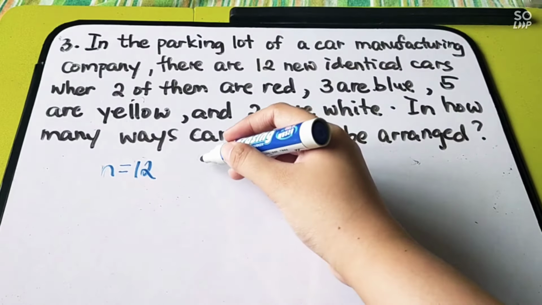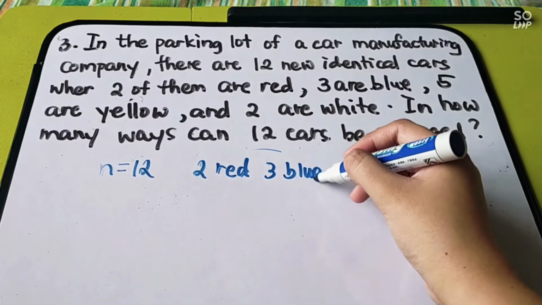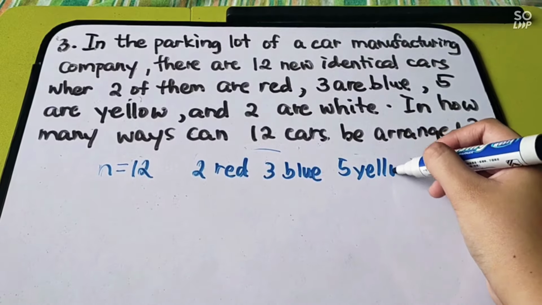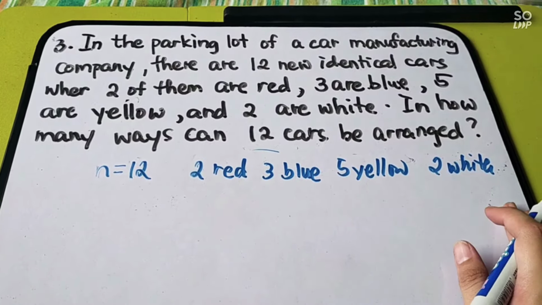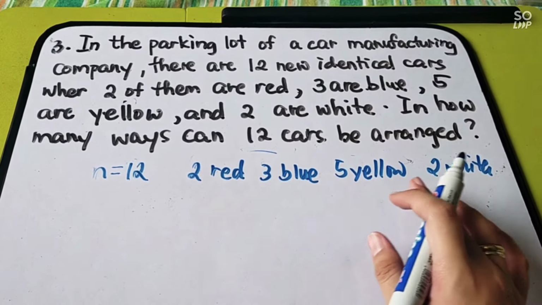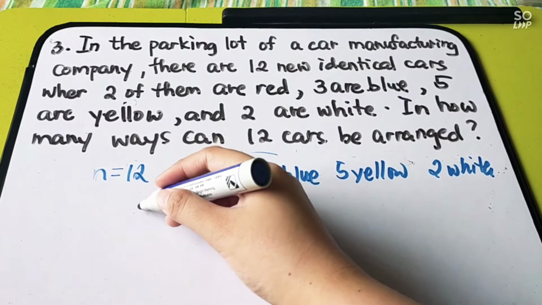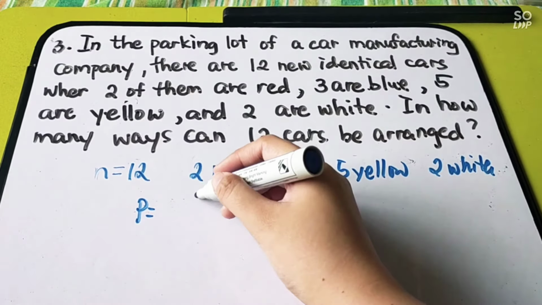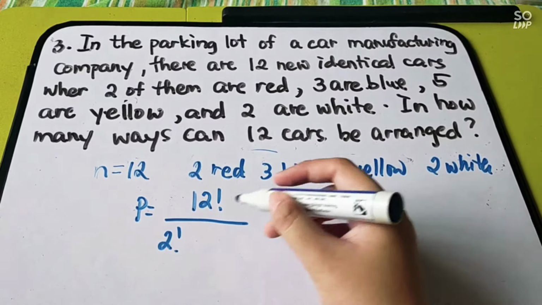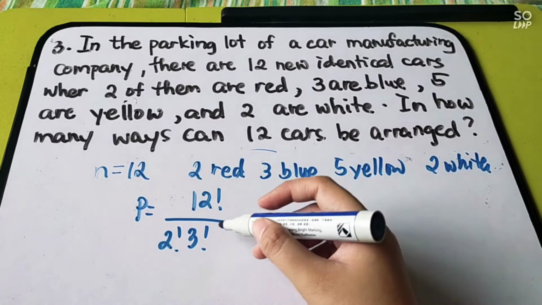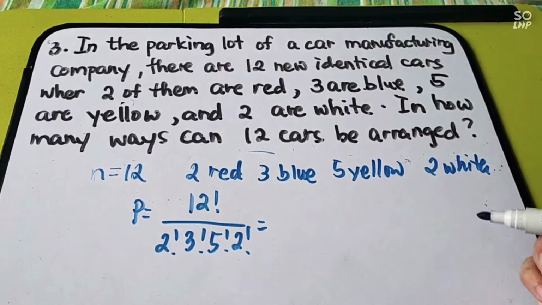Yun nga lang, magkakaiba sila ng kulay. 2 raw ay red, 3 are blue, 5 are yellow, and then 2 are white. If you add these 4 variants of the car, we have 2 plus 3 plus 5 plus 2. The answer is 12. Okay? So, how will you find it? We have the permutation is equal to 12 factorial over how many red? We have 2 factorial. 3 factorial, which is blue. 5 yellow, that is 5 factorial. And 2 white, that is 2 factorial. Ganun lang kasimple.